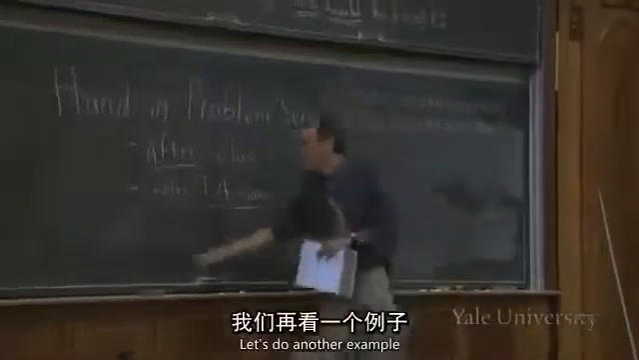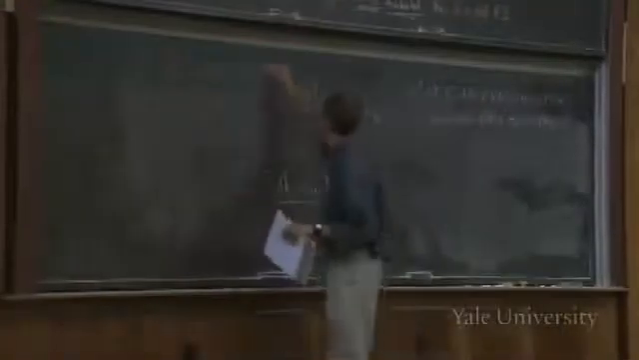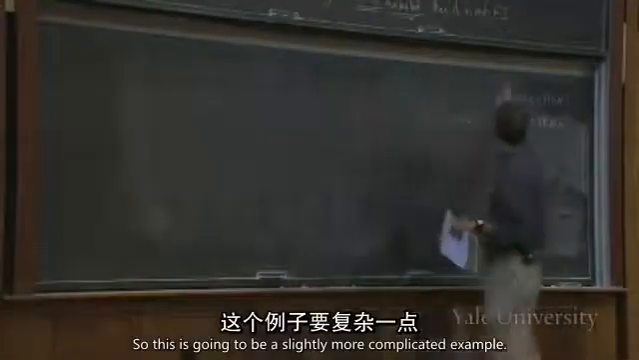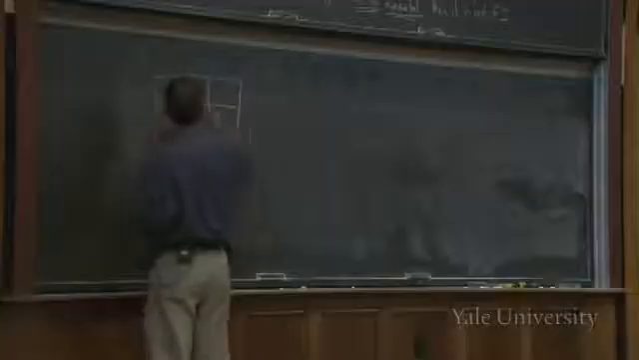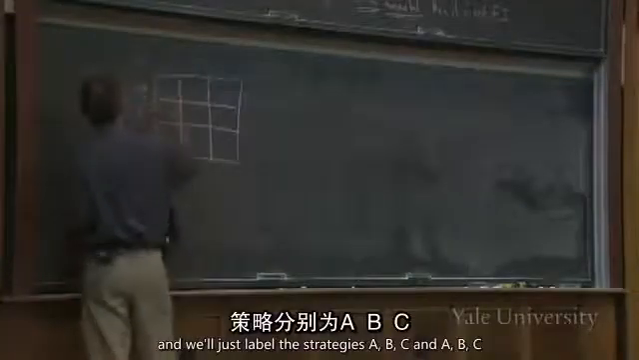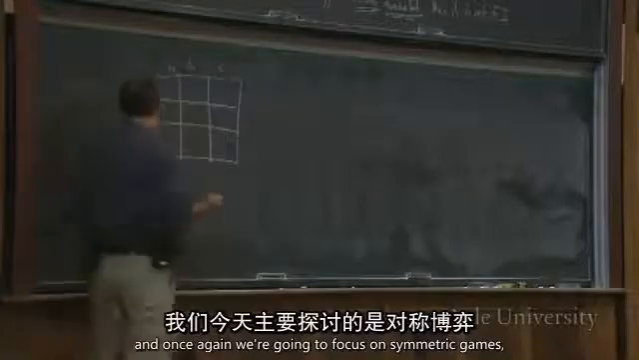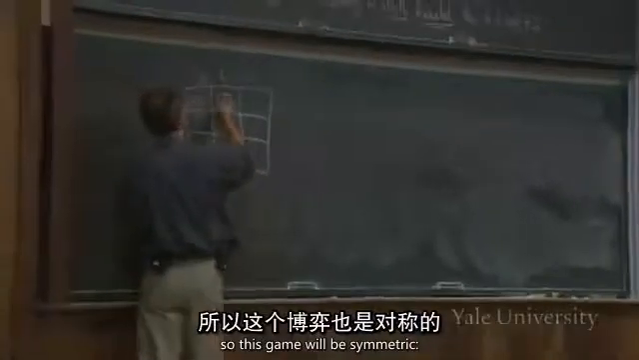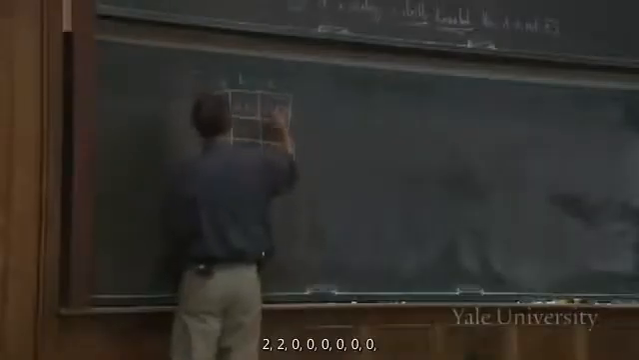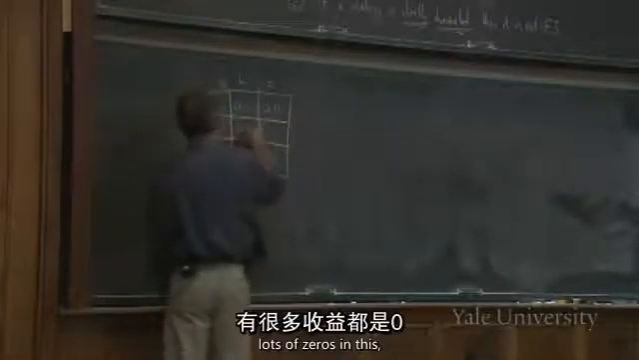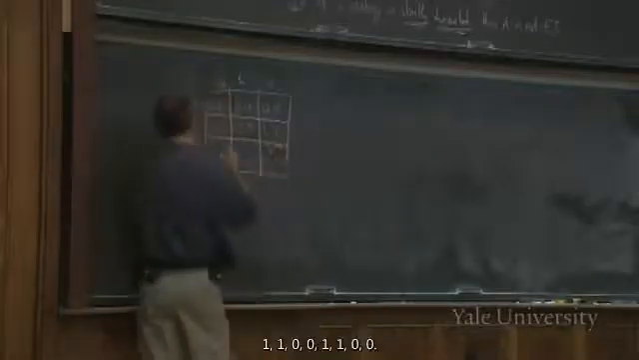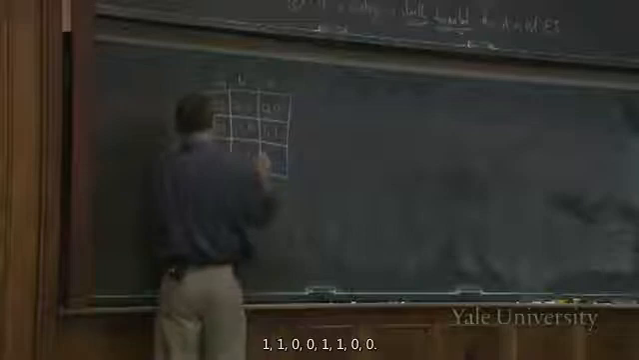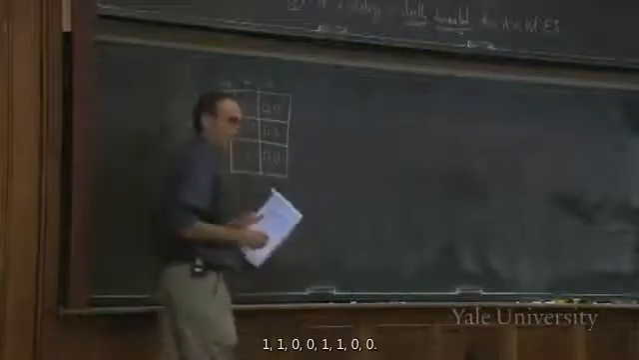Let's do another example, and we'll see if we can learn some more. This is going to be a slightly more complicated example. Let's have a 3x3 game. So here's our 3x3 game, and we'll just label the strategies A, B, C, and A, B, C. Once again, we're going to focus on symmetric games, so this game will be symmetric. The payoffs are 2, 2, 0, 0, 0, 0, 0, 0, lots of zeros in this, then 0, 0, 0, 0, 1, 1, 0, 0, 1, 1, 0, 0. All right, so this is a symmetric game.